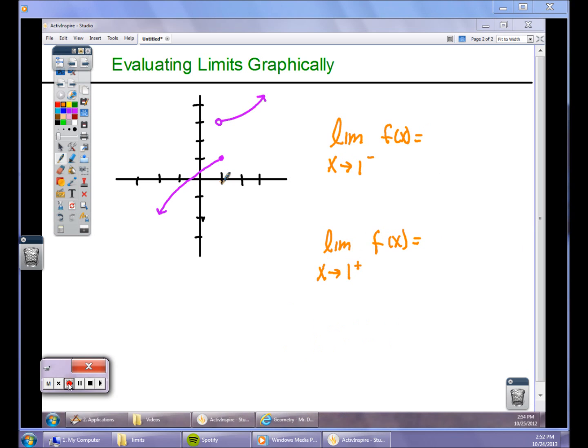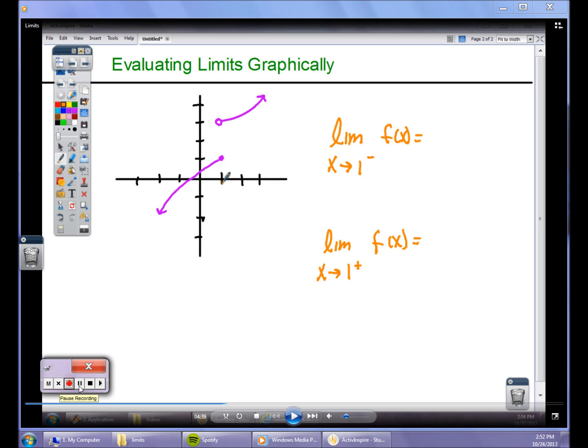Let's now look at the limit as x approaches 1, where we have a jump in the curve. First, I have to find the limit as x goes to 1 from the left-hand side, following my cursor. You can see we have a value of 1. The limit as x goes to 1 from the right-hand side, I'm coming down the curve towards a value of 3.